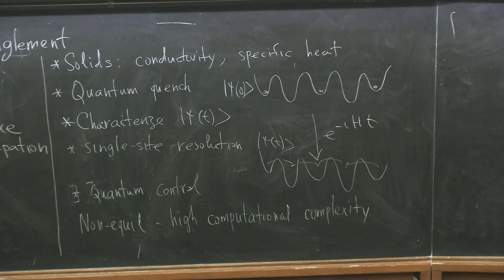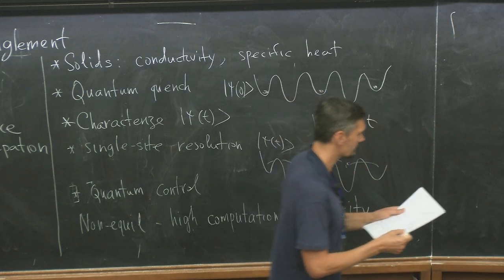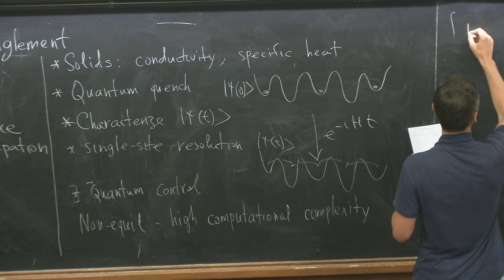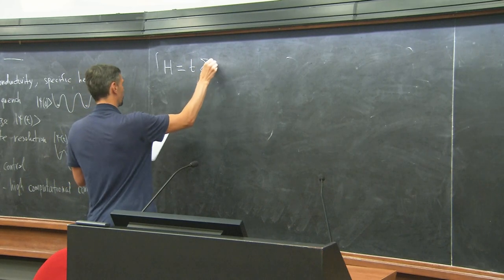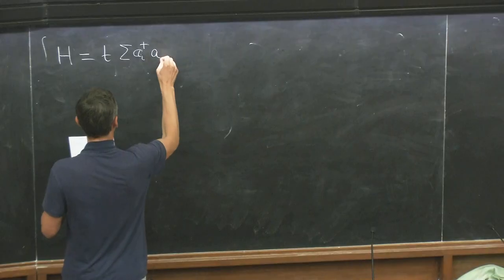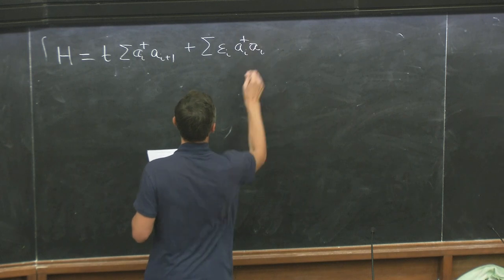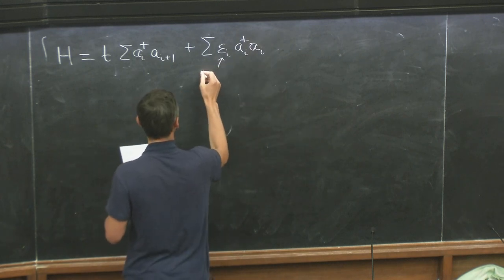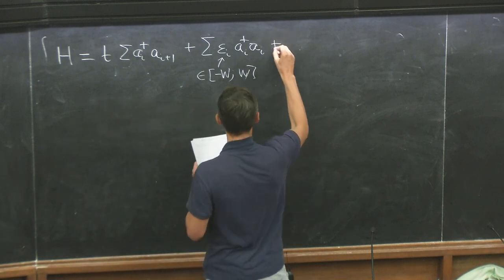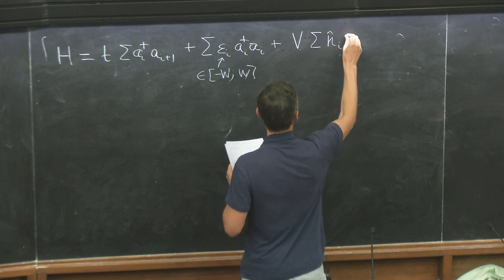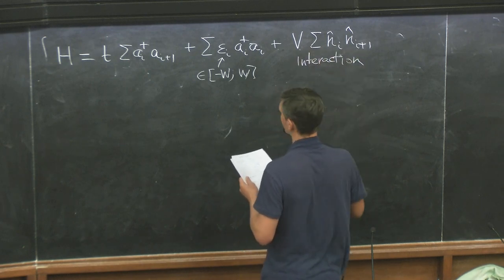We will broadly be thinking about simple models, either of fermions. Let me start with writing a very simple model to be concrete. Let me consider spinless fermions on sites i and i plus one with nearest neighbor hopping. I will also add on-site disorder, where these numbers are drawn from some distribution, let's say a flat distribution with width W. And then we have, say, nearest neighbor interaction.